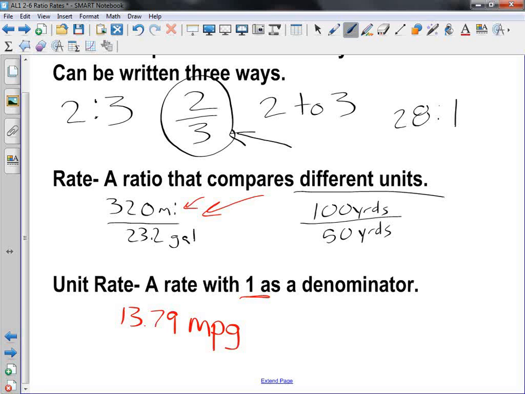13.79 miles per gallon. Is my dad's truck very good? That could be better, right? 14 is not the best. All right. Everybody got that down?